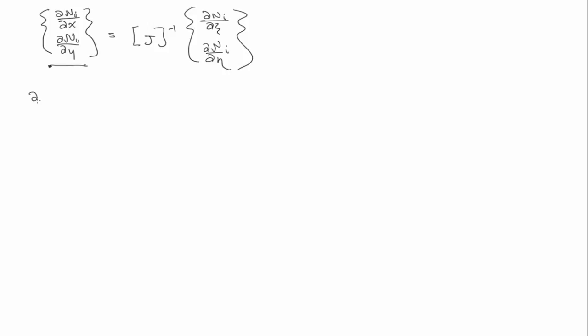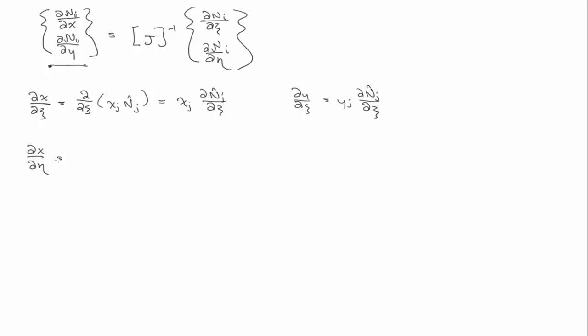So let's also just, how do we come up with the entries of the Jacobian? Well, partial x partial xi is equal to partial partial xi of xj n hat j according to the transformation, and that's equal to xj partial n hat j partial xi. And likewise, partial y partial xi is equal to yj partial n hat j partial xi. Partial x partial eta is equal to xj partial n hat j partial eta and partial y partial eta is yj partial n hat j partial eta.